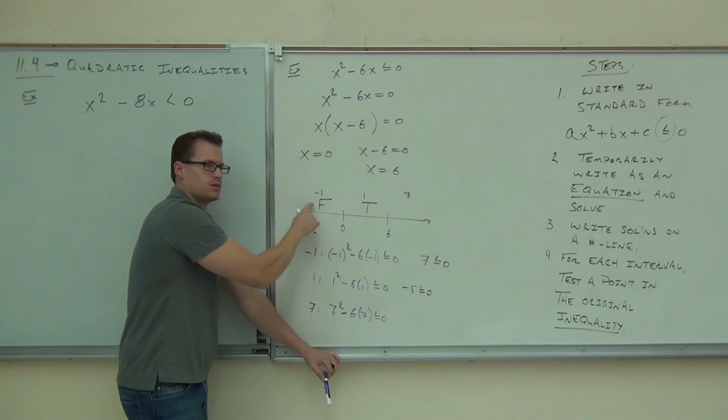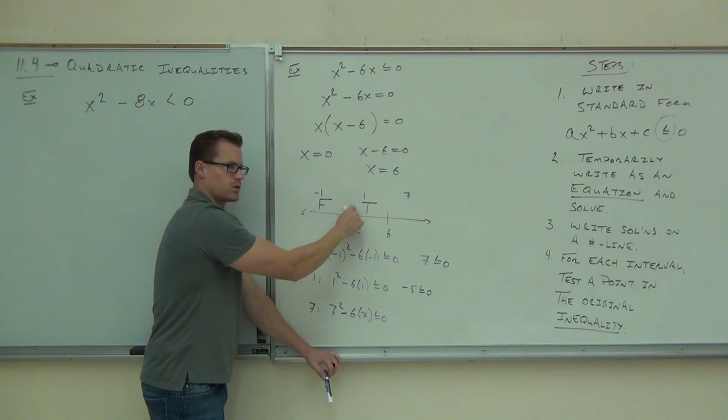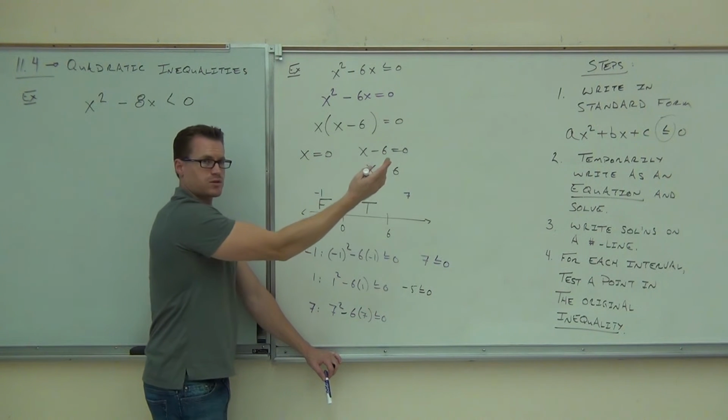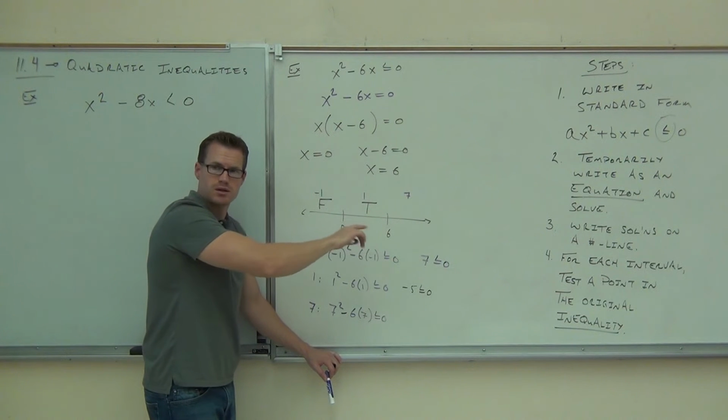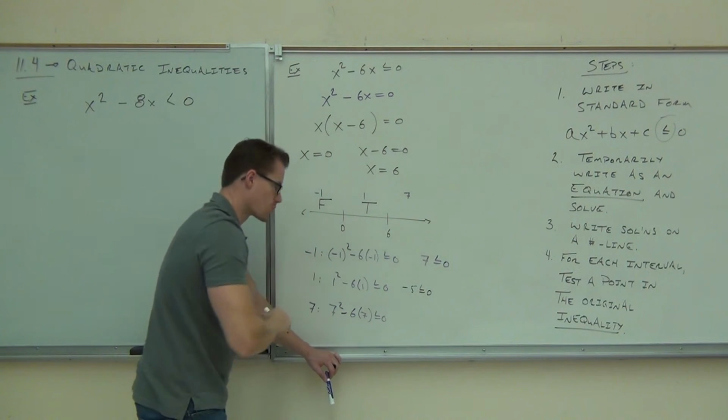Why? Because look at false, true. What should that one be? It should be false. It better be. If you got a true, you knew you messed one of these up. Something happened there. It has to alternate for quadratics.